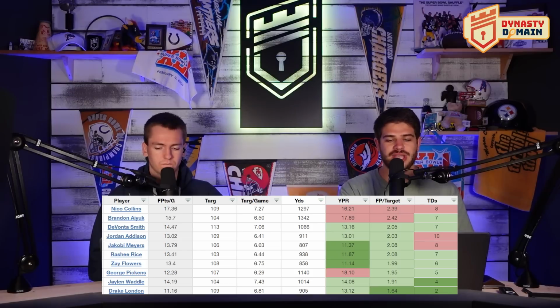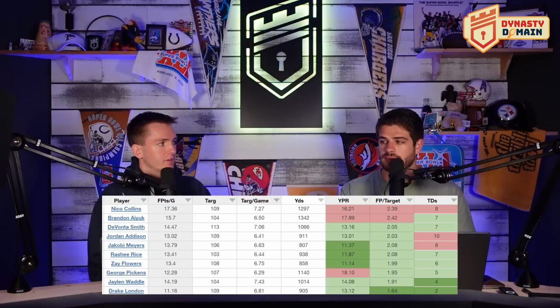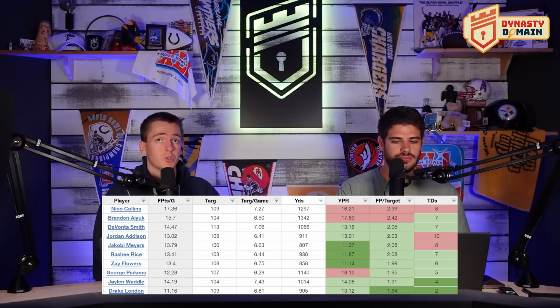I think the stuff in the green is sustainable. So when we're looking for sustainability, the guys from a yards per reception standpoint, Nico, Brandon Aiyuk, and George Pickens, those are the guys that I'm like, I don't think they're going to do that again. So something else is going to have to be good for me to be like, okay. Something else is going to have to give, which doesn't mean that their value's totally out of the water.